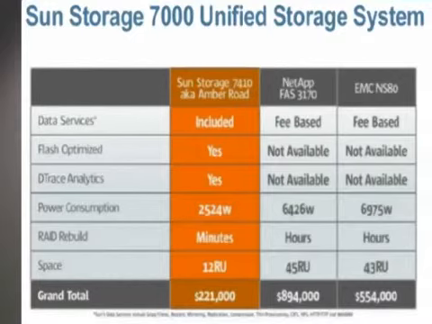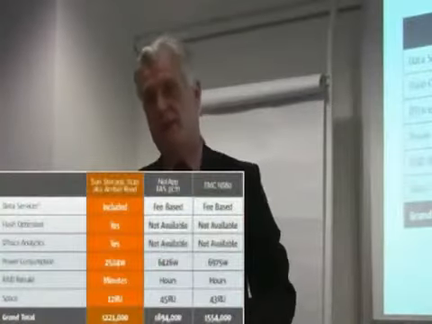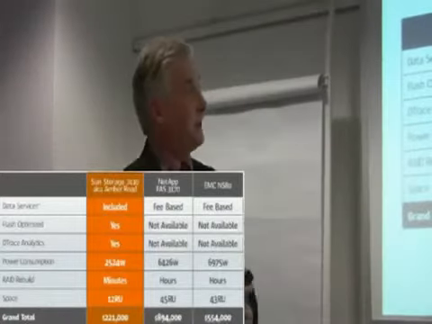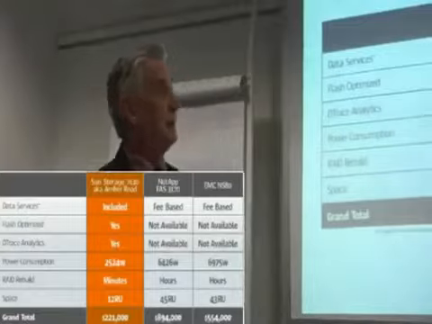Before it was released in November, it went under the code name of Amber Road. You might have heard that terminology before. But let's just have a look at it. And we're comparing here to two of the leading filers or NAS devices on the market, NetApp, FAS, and EMC.